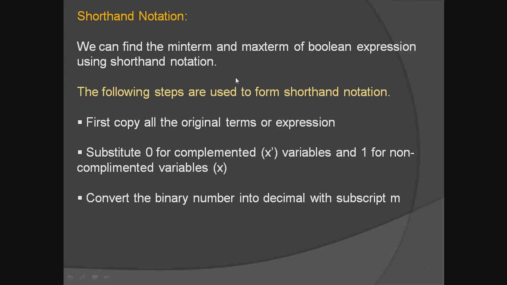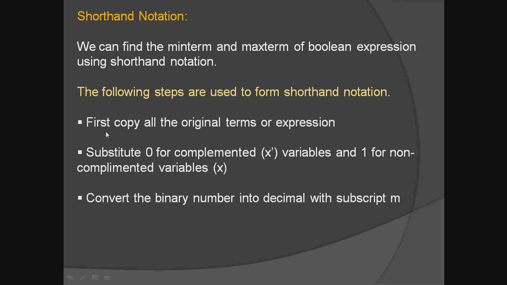So now what is shorthand notation? Using the shorthand notation we can find the mean term and max term of a Boolean expression. What is mean term and what is max term, I've already explained in the previous video. If you have not watched that video, please go and watch it, and understand what is mean term and max term. As I've said, we'll be using a lot of this mean term and max term notation. Clear?